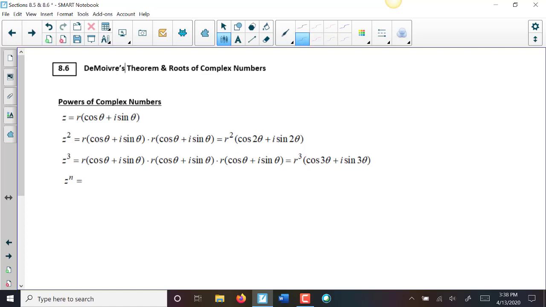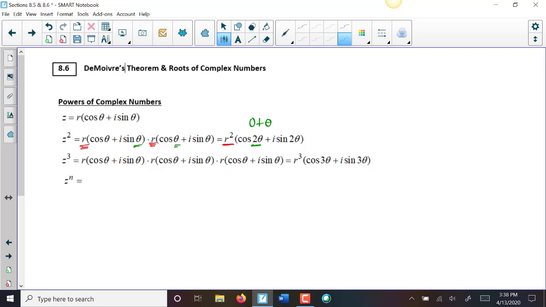Okay, so let's talk about raising a complex number to a power. My complex number is r cosine theta plus i sine theta in the standard form. If I'm going to square it, I'm going to take it times itself. And we just did multiplication, so we know we multiply the r's, we get r squared. We add the angles, and we get theta plus theta, which is 2 theta. Okay, so there's the product if we square a complex number.